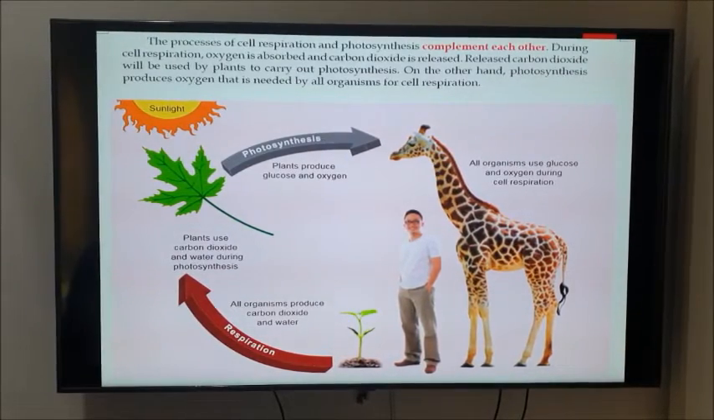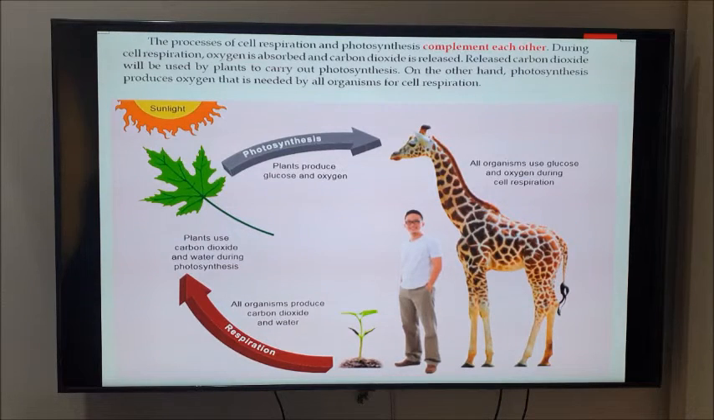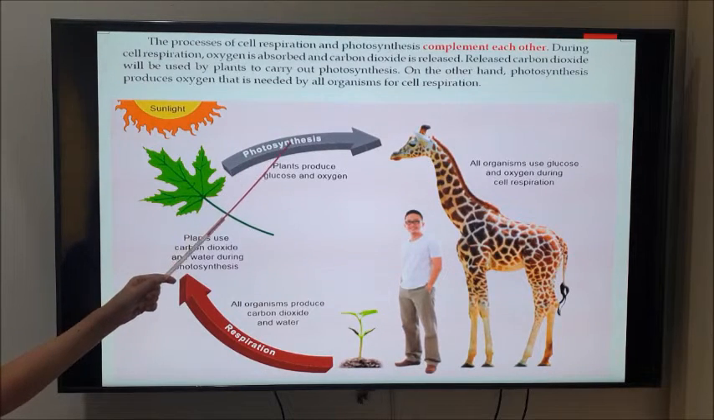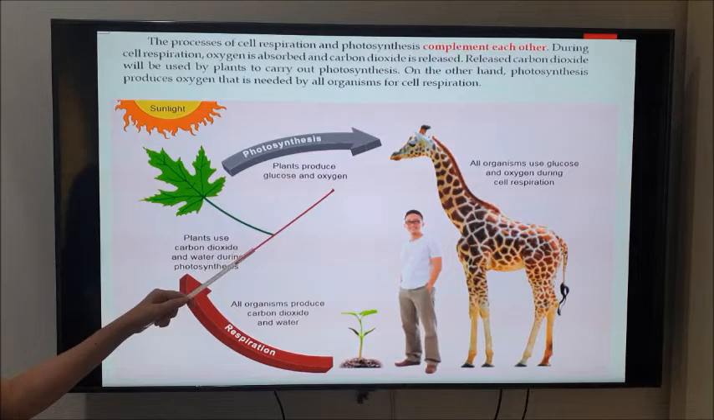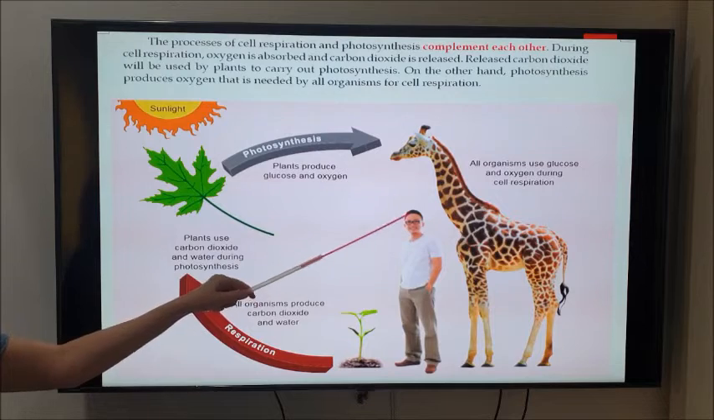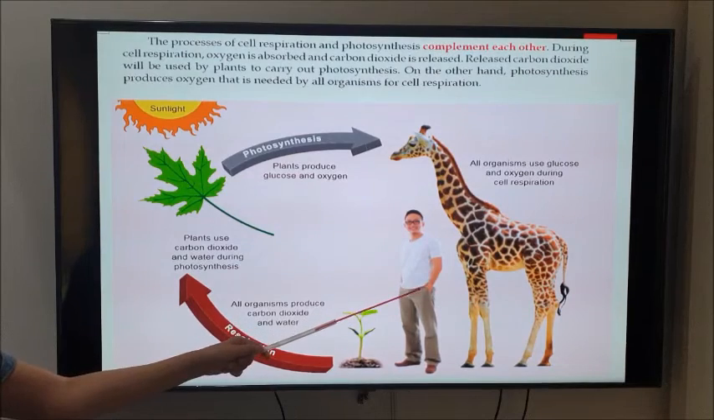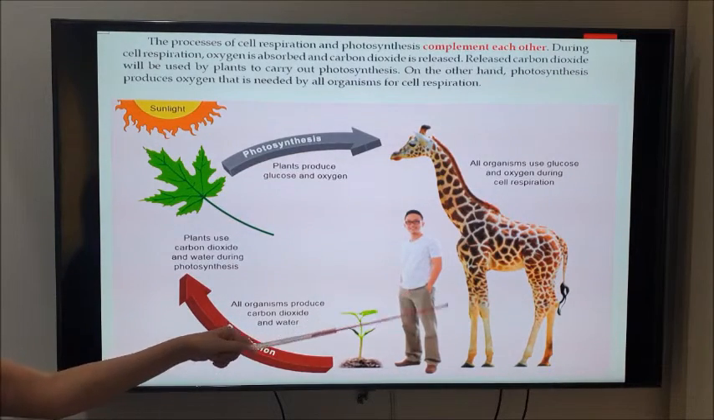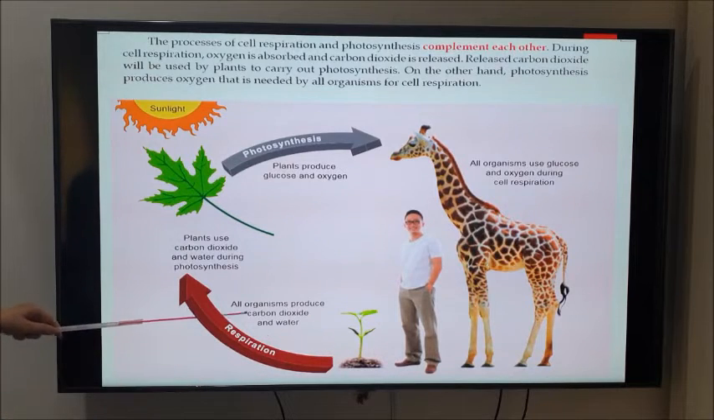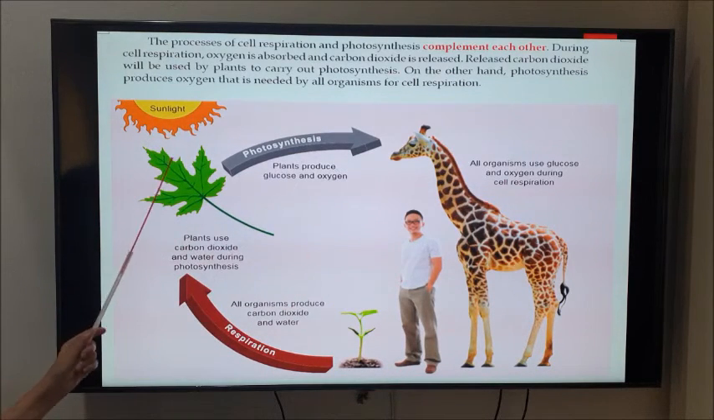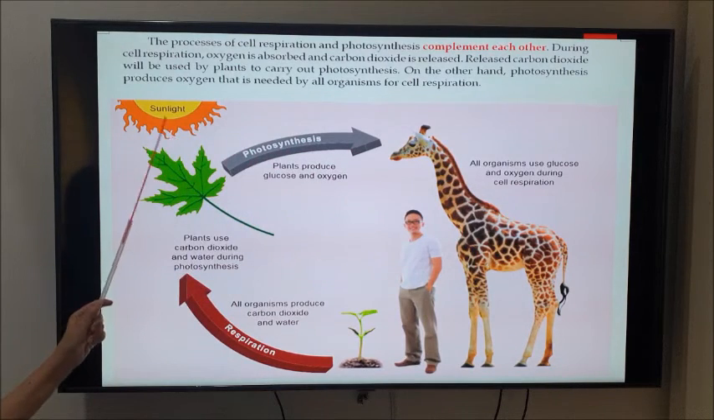Next, we want to see how photosynthesis and respiration complement each other. Plants carry out photosynthesis, produce glucose and oxygen. The glucose and oxygen will be used by living things to carry out respiration. Then, during respiration, living things release carbon dioxide and water, and the carbon dioxide and water will be used by the plant to carry out the photosynthesis process.